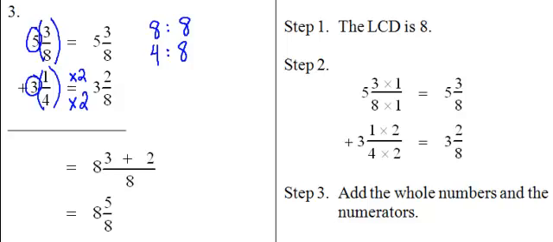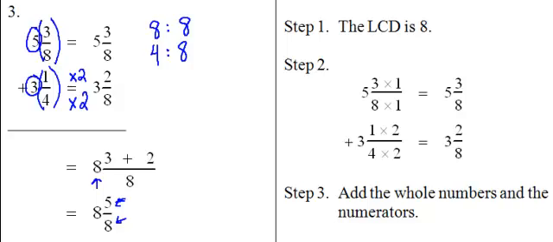Now all we have to do is add these mixed numbers, and you know how to do that. We add the whole number portion. So 5 plus 3 gives us 8. And then we add the numerators and keep the same denominator for the fractional portion. So 3 plus 2 gives us 5. And we keep that original denominator of 8.